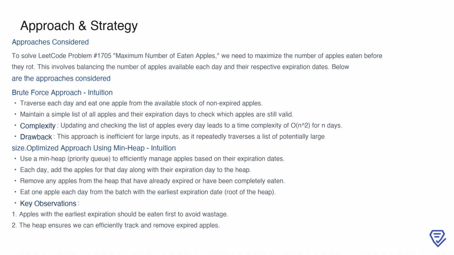To tackle the problem of maximizing the number of apples eaten before they rot, we considered 2 main approaches. The first is the brute force approach. Here, the idea is simple: each day, you check all apples available to see which ones are still valid, meaning they haven't expired, and then eat one of those apples. To do this, we maintain a list of apples and their expiration dates, updating it daily to remove expired apples.